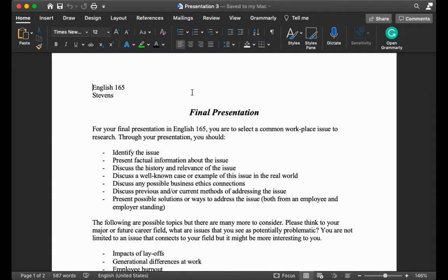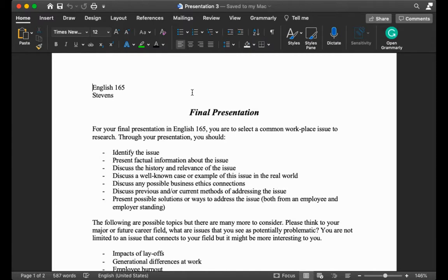From there, you're going to discuss the history and the relevance of this issue. Is your issue something that's been going on for quite some time in the professional world, or is this a more contemporary current issue? You want to discuss the relevance not only to your own field, to yourself, but also to other potential fields. Because remember, in our class, we're going to have people who are involved in a variety of different programs who are looking at a variety of different fields.